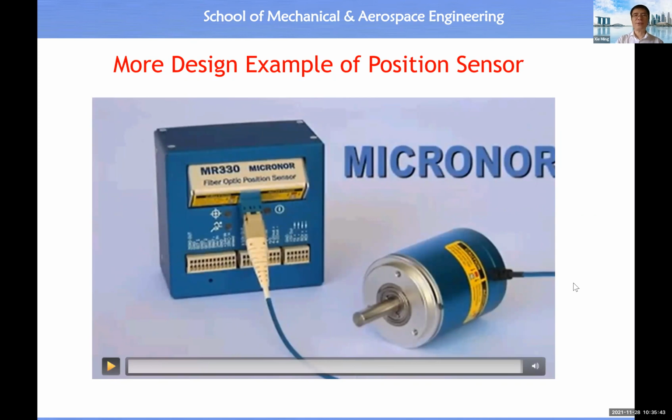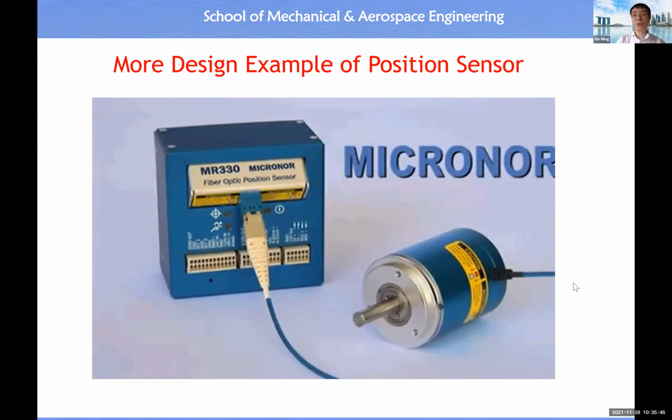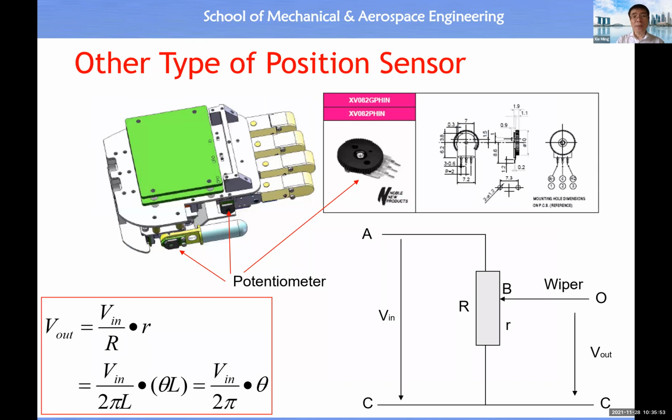All right, so this video shows you an innovative way to design the pattern on the rotating disc. Of course, you may have other ways to design a position sensor. For example, use a potentiometer. This is a low cost sensor for the measurement of absolute position.